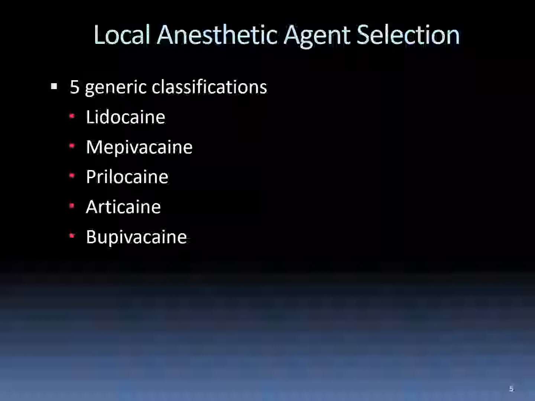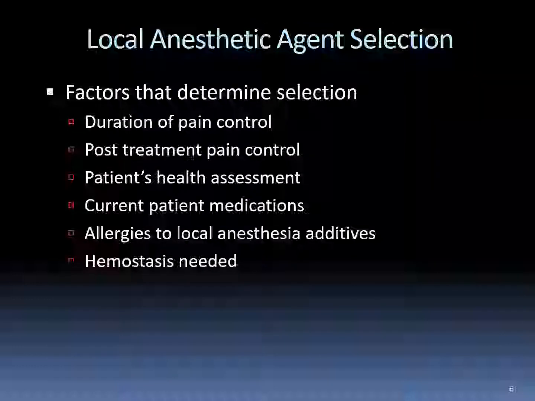There are 5 generic classifications of local anesthetic agents: lidocaine, mepivacaine, prilocaine, articaine, and bupivacaine. When selecting the right local anesthetic agent for your patient, there are many things to consider. We want to look at the duration of pain control that is needed. We want to look at the need for post-treatment pain control, the patient's health assessment, the patient's current medication, allergies to any local anesthesia and the inclusion of its additives, and whether the need for hemostasis is required.